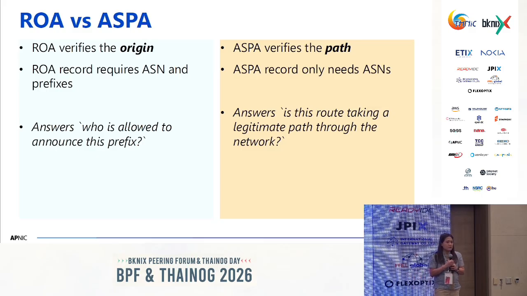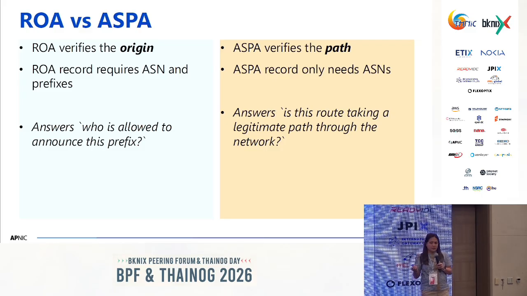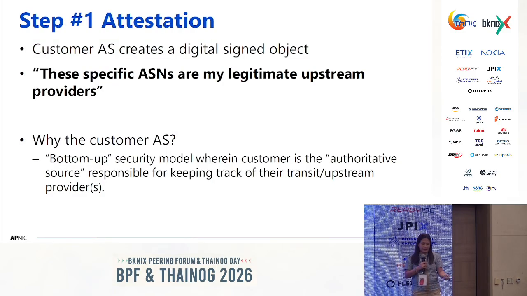Now, most of you are familiar with ROA, so let's do a comparison between the two. ROA verifies the origin, and by that, we mean that ROA requires both the AS number and its associated prefix. On the other hand, ASPA verifies the path, so you only require the ASNs in the AS path, not necessarily the prefixes. You can think of ROA as answering the question, who is allowed to announce this prefix? Therefore, you require both the AS number and the prefix to answer that. With ASPA, you're answering the question, is this route taking a legitimate path through the network? Therefore, you only need the AS numbers on the list, or the AS path.